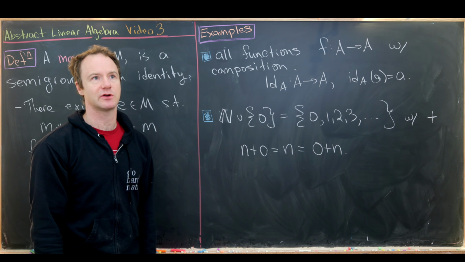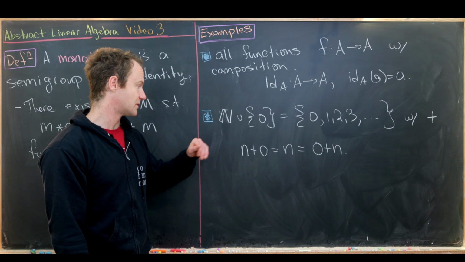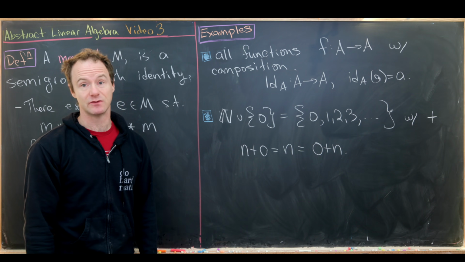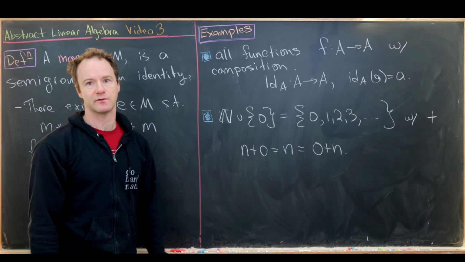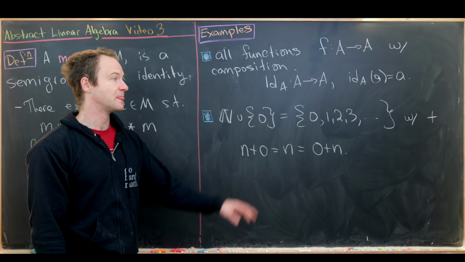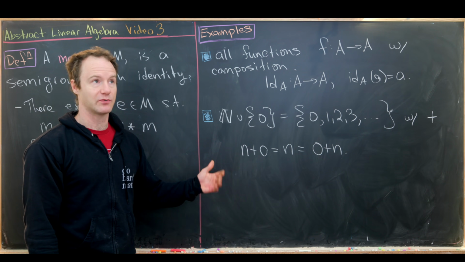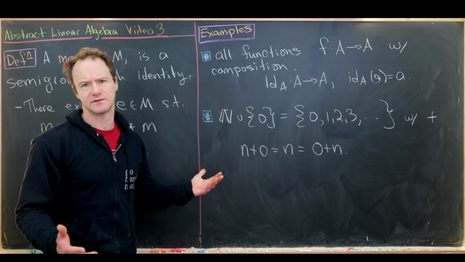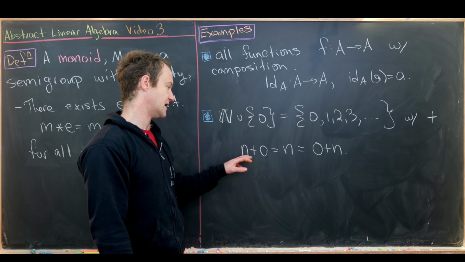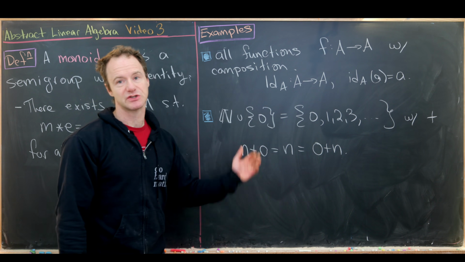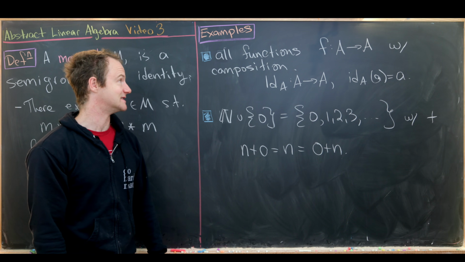My next example can be built off of something that we just saw, and that is the natural numbers, but now we include the number 0. So in other words, it's all numbers 0, 1, 2, 3, so on and so forth, all non-negative integers. And here my operation is addition. Clearly we've got an operation, it's associative because of standard arithmetic rules. And then 0 satisfies the rule that n + 0 is just equal to n, and that's the same thing as 0 + n. So we do have an identity.